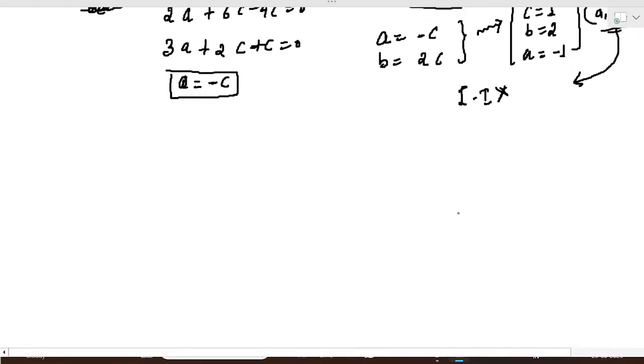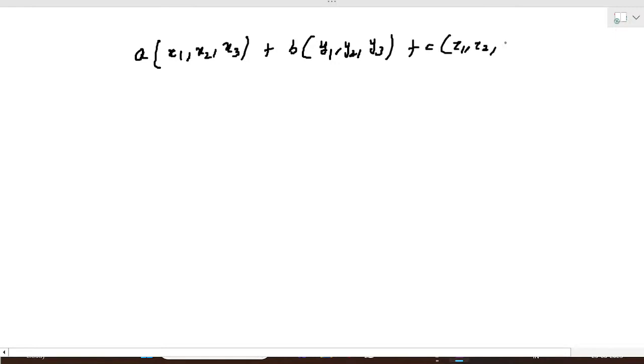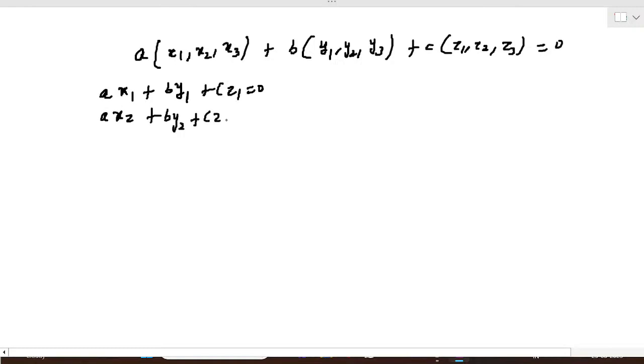Okay, now if you want to simplify this, let's say if I'm saying that what we want, basically, is A times some x1, x2, x3, plus B times y1, y2, y3, and plus C times z1, z2, z3, right? And eventually we want to write it as 0. So what does it imply? It implies a x1 plus b y1 plus c z1 should be equal to 0. It implies a x2 plus b y2 plus c z2 equal to 0, and similarly it implies a x3 plus b y3 plus c z3 equal to 0.